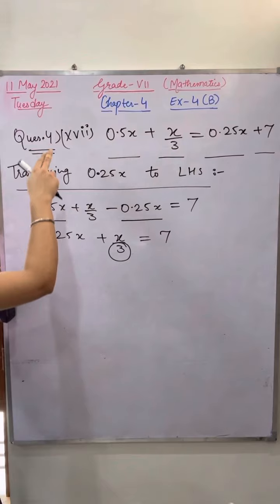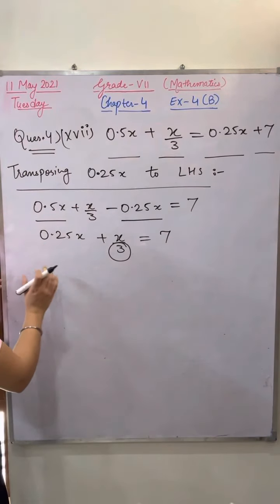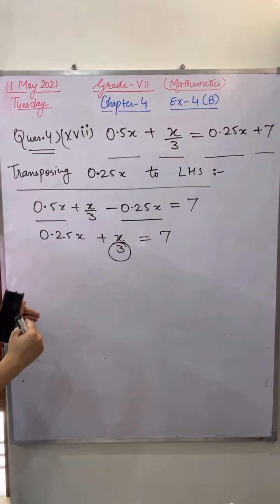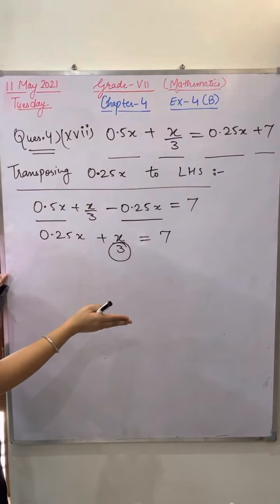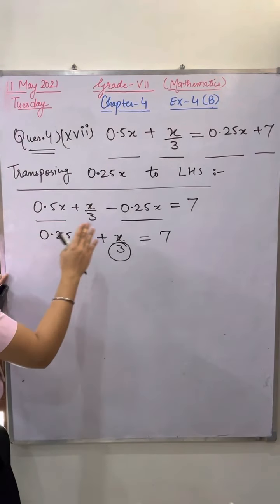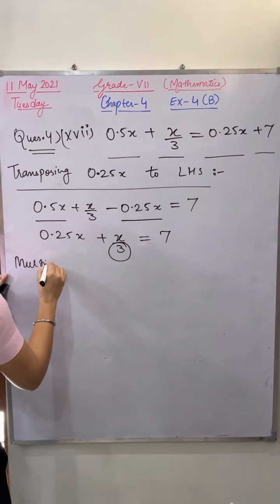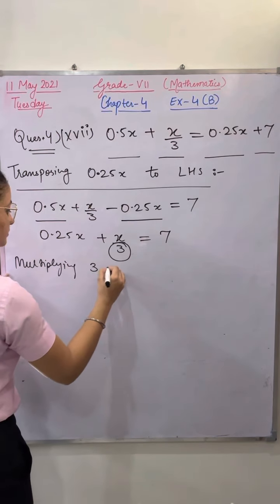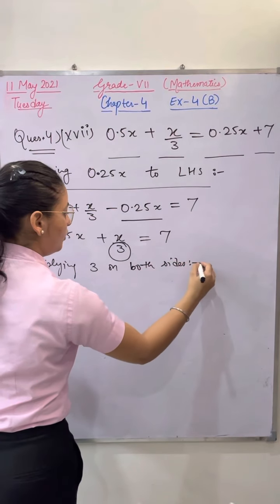Again, I told you, in this exercise you can't directly go with the steps. You have to mention the step. Which method you are going to apply? 3 is given in the division, so you have to multiply the complete term with 3. Multiplying 3 on both the sides.